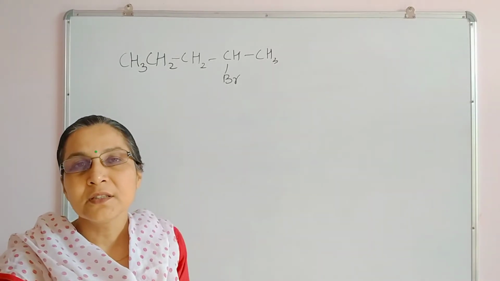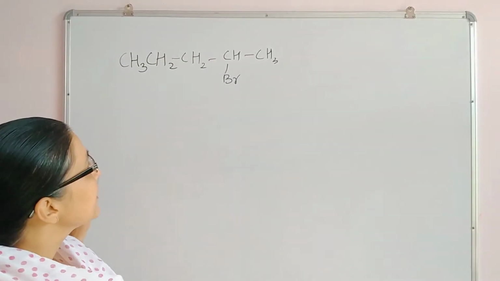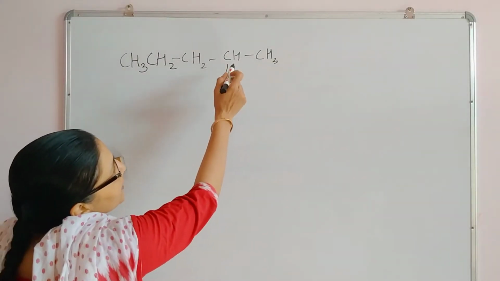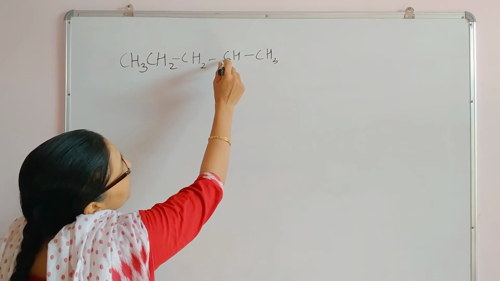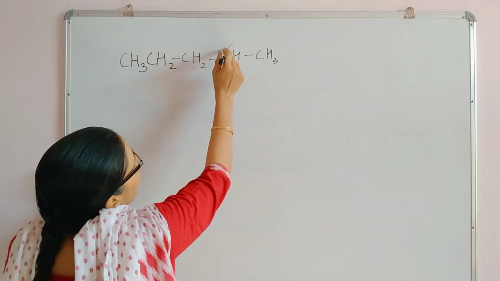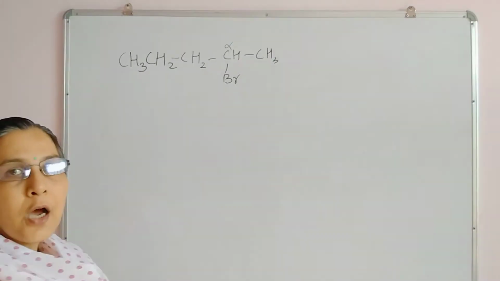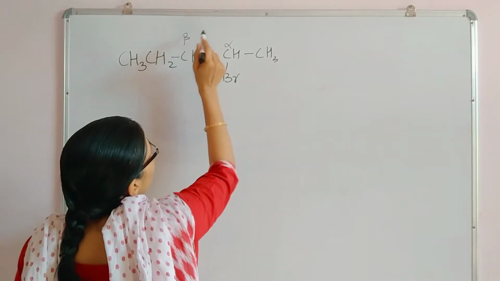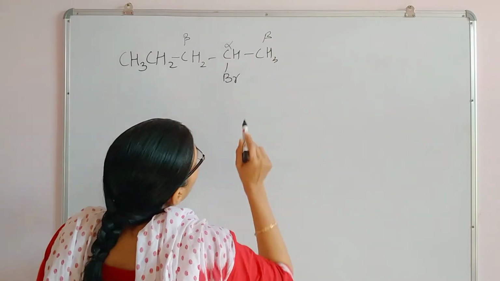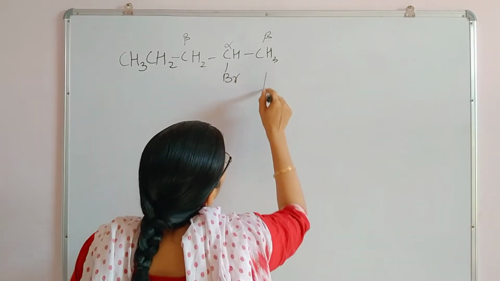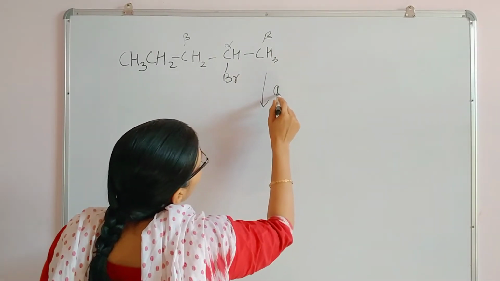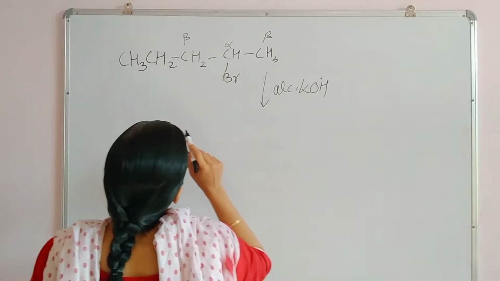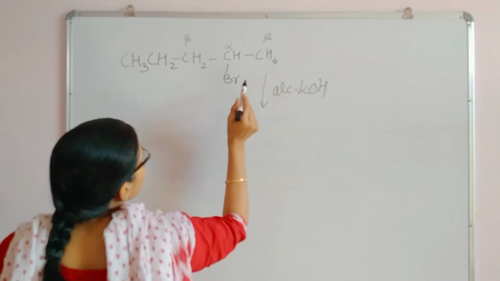Good morning, students. Today, a little revision about elimination reaction, that is beta elimination. The carbon from which hydrogen is attached is known as alpha carbon. Now there are two beta carbons. The nearest neighbors are known as beta. Then the compound will react with alcoholic KOH. Elimination will occur. First option, this hydrogen.